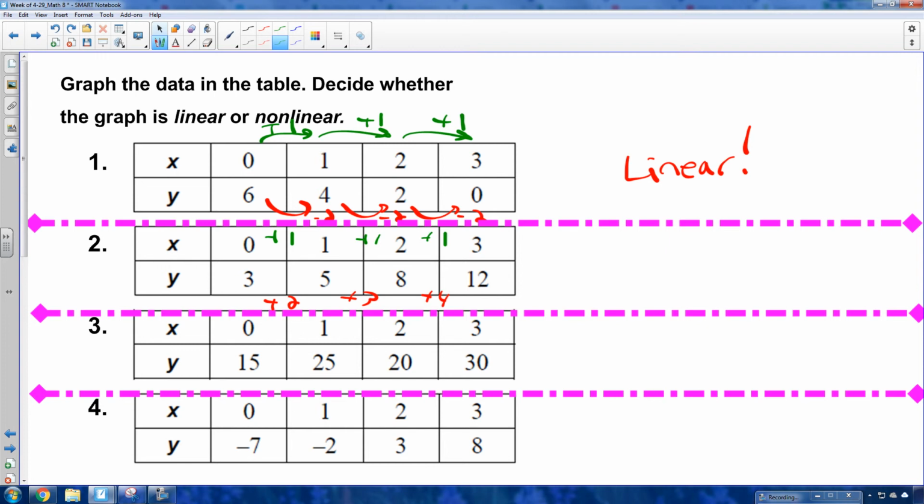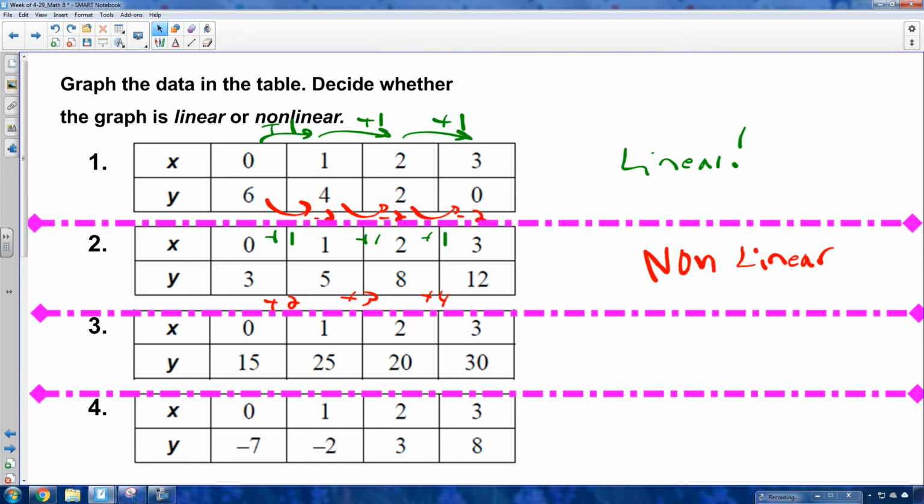So let's do this. I'm just going to write linear in green like it's a go. It's linear. And then I'll write nonlinear in red like it's a no. Nonlinear. If it doesn't change consistently, if it doesn't go up by the same amount every time, no matter where you do rise over run, no matter where you do the slope, it's nonlinear.